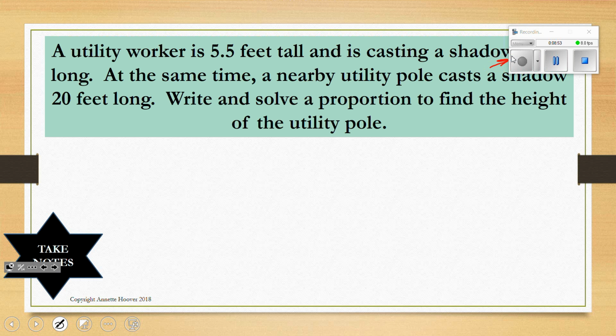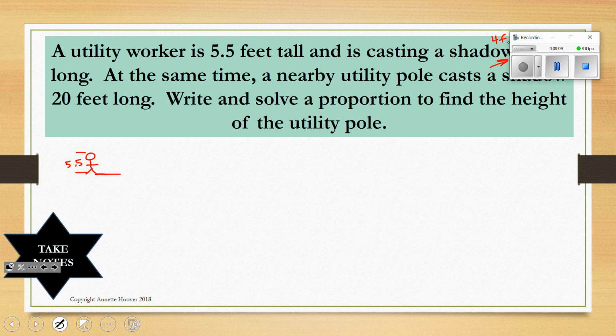So sometimes I like to draw models. So we have a utility worker. Here he is. And he is 5.5 feet tall. He's casting a shadow, and you can't see this back here, but this says 4 feet. He's casting a shadow that is 4 feet. So we have the height of 5.5 and a shadow of 4 feet. It begins to make the side of a triangle there when you do it that way.